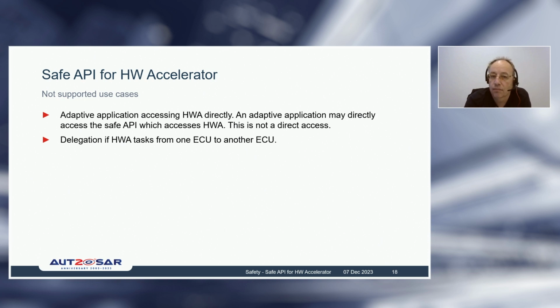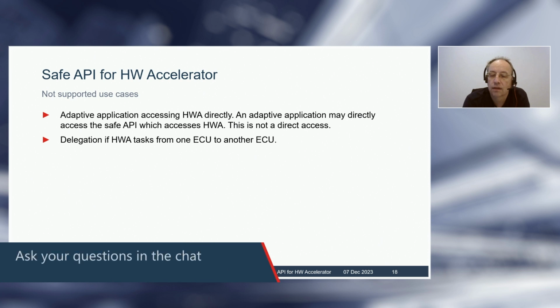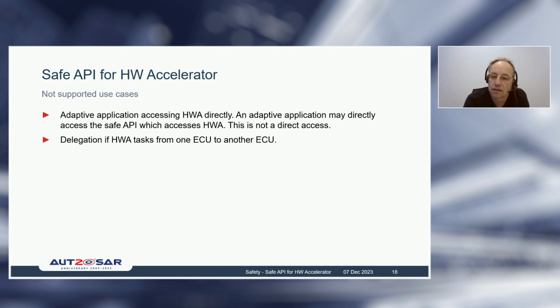Let's mention some restrictions. The usage of hardware accelerator is possible if exactly this hardware is used. It is not allowed that the adaptive application that needs this data accesses the hardware accelerator directly, only via this API. And it is also not supported that, for example, one hardware accelerator shifts tasks from one ECU to another, so that a hardware accelerator from another ECU supports a computation task. The concept is limited to one ECU.